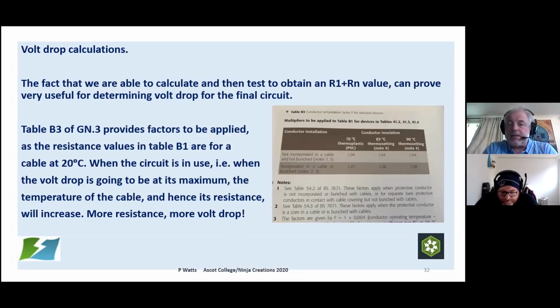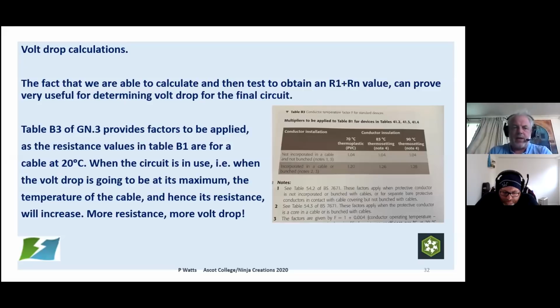Another good thing about R1+RN readings, when we talk about taking the R1+RN readings and calculating the R1+RN readings, is that we can use that for volt drop calculations, which can be very useful. We need to determine volt drop, and we do it by calculation. We don't go and measure the voltage at the end of the circuit.